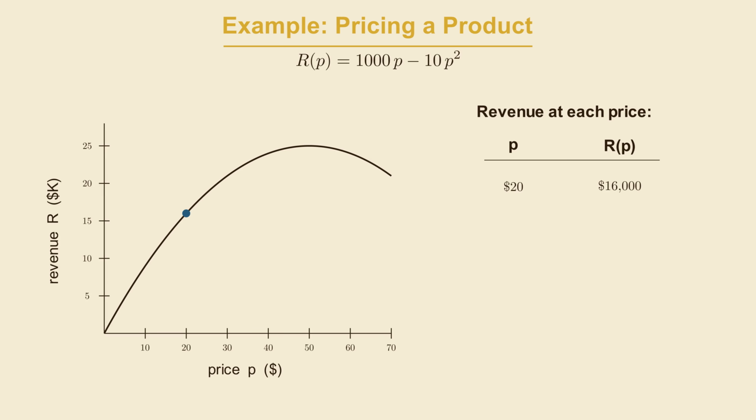So at a price of $20, revenue ends up being $16,000. At $30, revenue would then be $21,000, and at $40 it'd be $24,000, at $50 it'd be $25,000, which turns out to be the peak. At $60, revenue would actually start to drop back down again to $24,000.